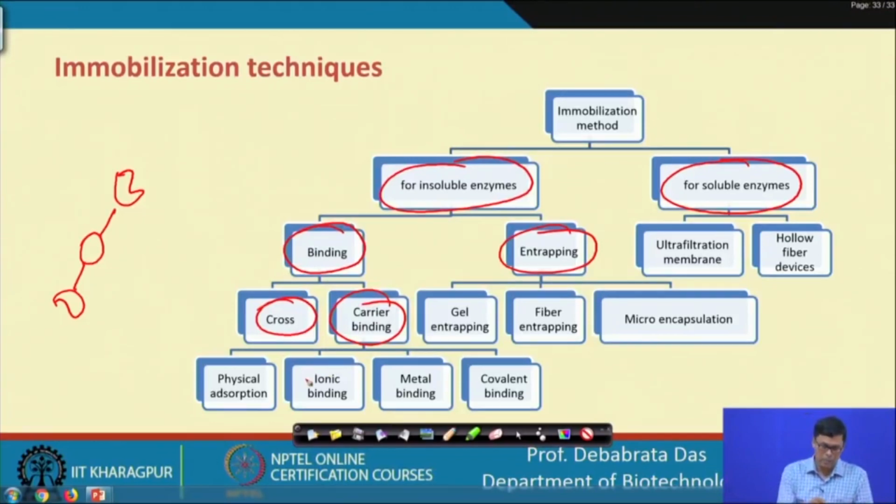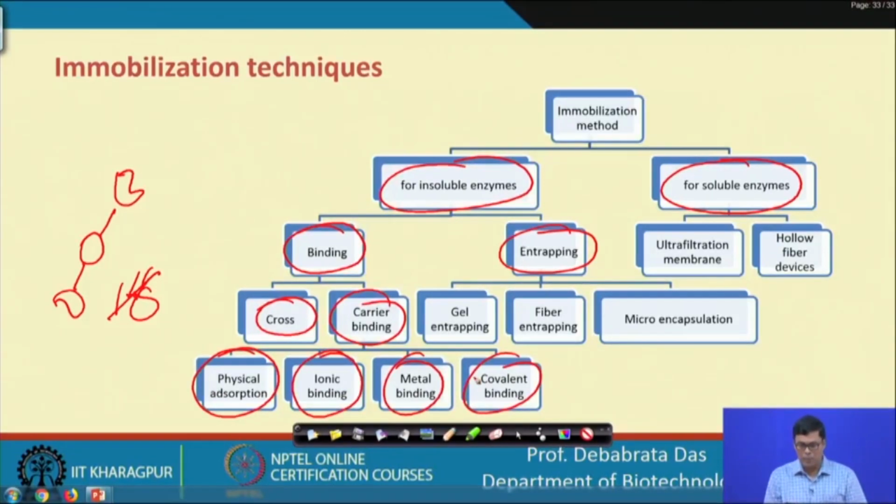And carrier binding means that, in the case of a solid matrix, the enzymes bind with the carrier. It can be of different types: physical adsorption, ionic binding, metal binding, and covalent binding. Now, as far as entrapping is concerned, entrapping means entrapping within this system.